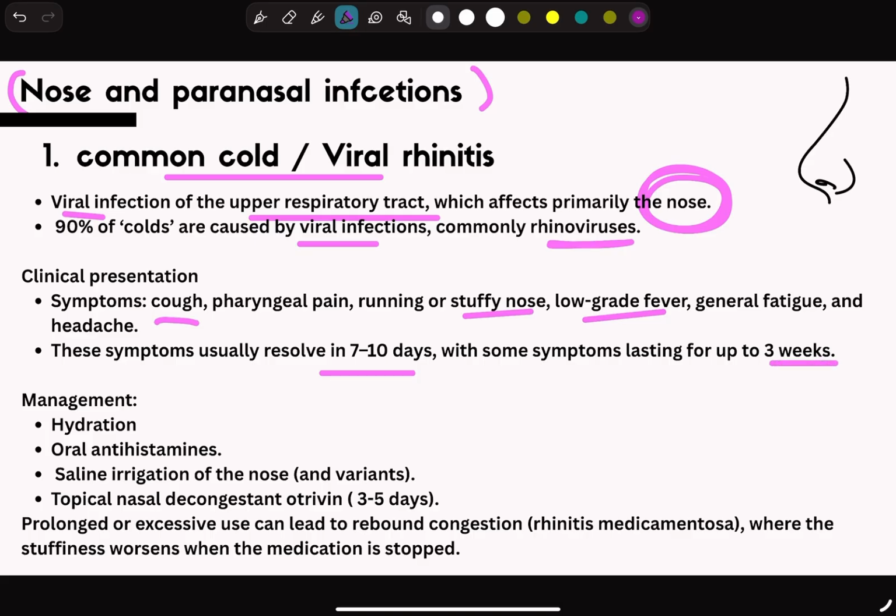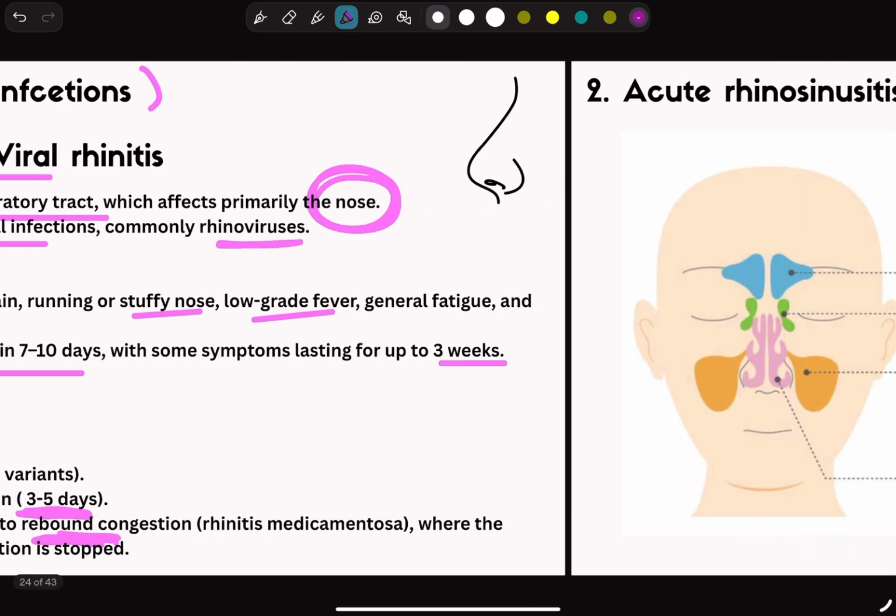Management: hydration, antihistamine, saline irrigation of the nose, decongestant. It's very important that we don't use it for more than 5 days, because it might cause rebound symptoms, where when you stop it, the symptoms might come back. So just hydration, analgesics and saline irrigation.